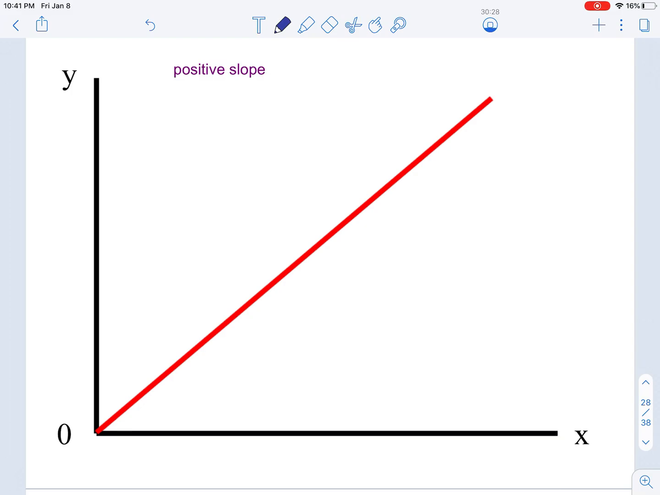So here we have an example of a graph where there is a positive slope. So this means that my x-axis is increasing along with my y-axis. They are both increasing together. We could also call this a direct relationship, which means that they both increase together.